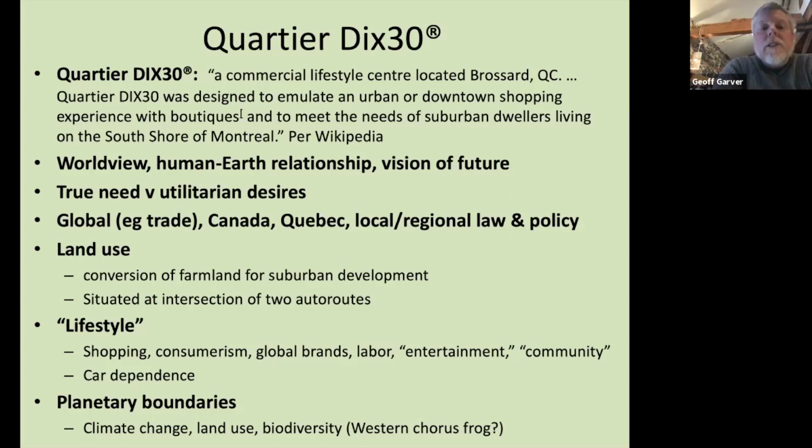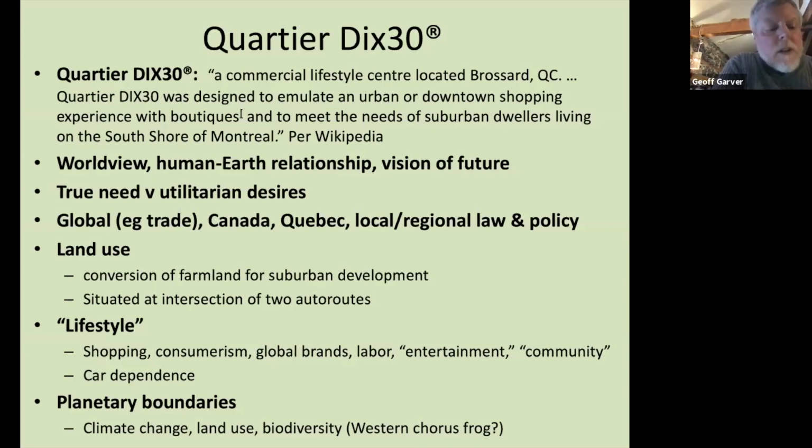It's situated at the intersection of two autoroutes, meaning that part of the lifestyle that's being promoted here is one with a lot of car dependence. You can't really get there very easily without a car. And there's a lot of parking if you look at the maps of the community. The lifestyle, what is this lifestyle all about? Shopping, consumerism, global brands, a particular kind of labor. I guess, you know, might be nice for baristas and retail salespeople. There's a whole entertainment agenda, which also reflects the kind of worldview and values that are underlying it.